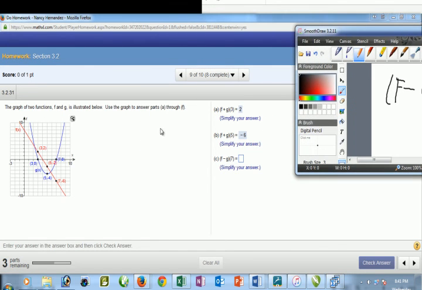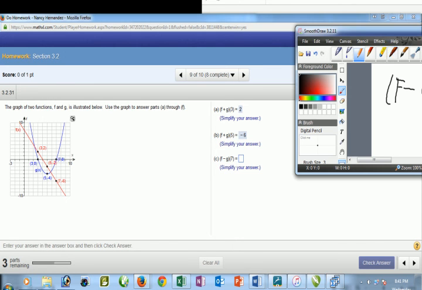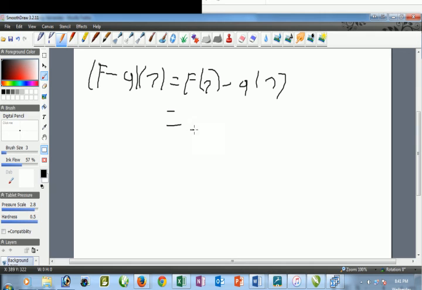F of 7, F is red. When red is 7, his Y is minus 6. When his X is 7, his Y is minus 6. Go to the blue. That is G. When his X is 7, his Y is 0. So that tells me that should be what? Minus 6, minus 0, which is what?